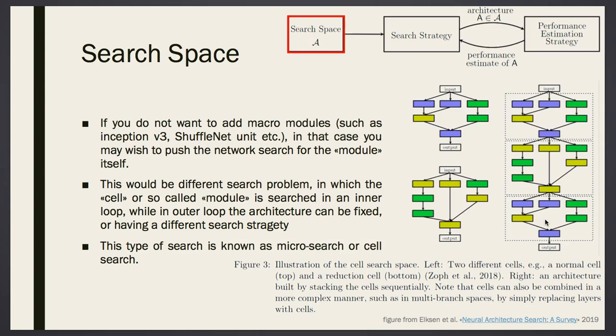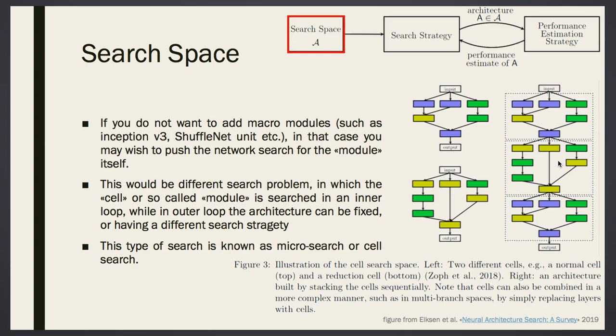So what you do is, you are looking for a micro-cell formation. This type of search is known as micro-search or cell search. And this is very common. Constructing these kinds of search spaces is very common. So either you find this, or you just change this. You change all of them together, or you change only one of them, and you search for different cells. The general architecture is not changing, but you're changing the inside of the cells, and you're looking for the perfect inception-like modules. The strategy is searching for it.